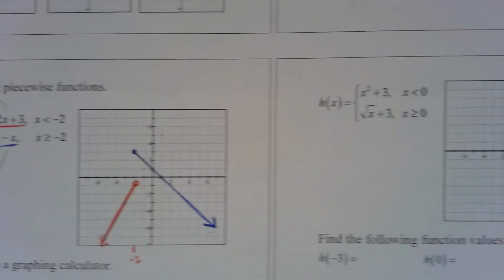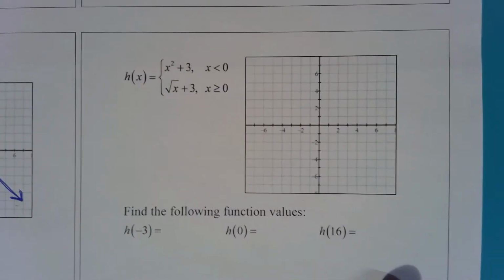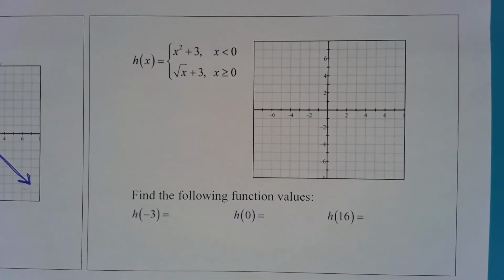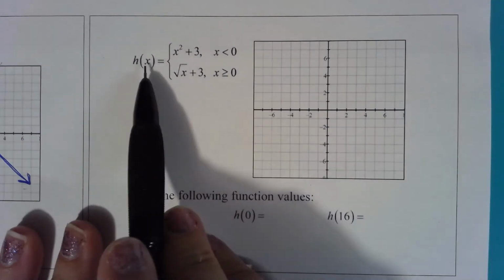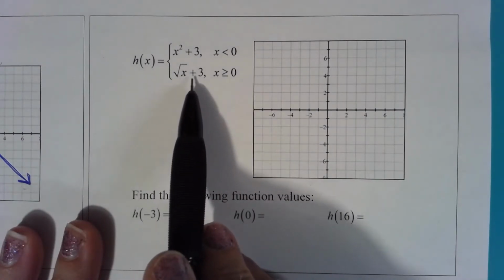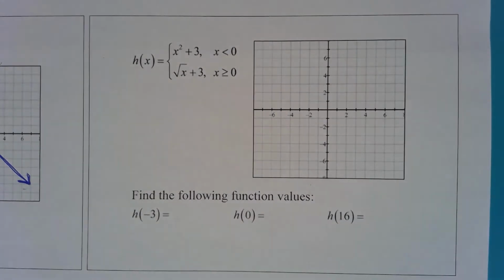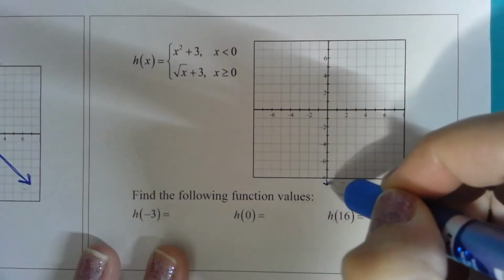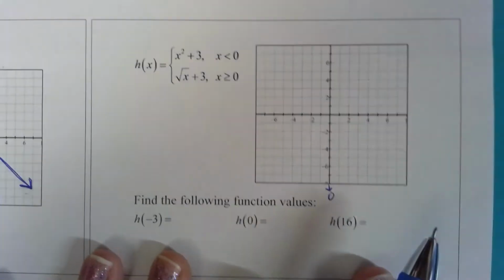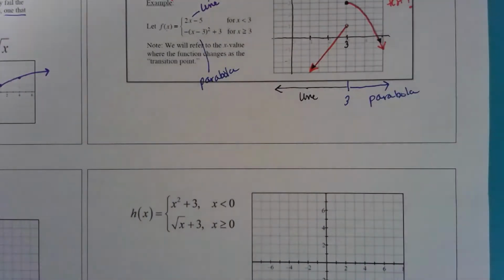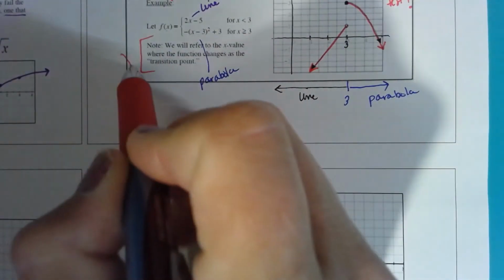Okay, all right, let's take a look at this one. We have h of x equals x squared plus 3 when x is less than 0. H of x equals the square root of x plus 3 when x is greater than or equal to 0. So again, this graph is going to split at x equals 0. And by the way, since I wrote on top of it, right above here, I really missed this big point here. It's kind of a big deal.